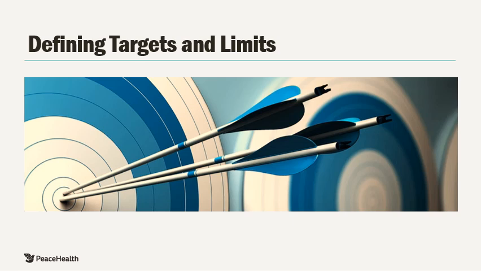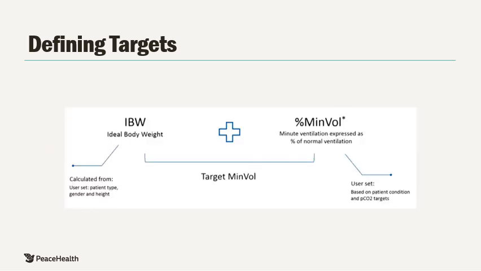Now that we understand the Otis and Mead formulas a bit better, let's look at how ASV determines the target values and value limits for each patient. To review, the user defines ideal body weight by placing the correct gender and height values in the standby screen. ASV then uses that ideal body weight to calculate dead space and generate a basal ventilation requirement expressed as 100% minute volume. The user then controls the target percent minute volume based on patient condition and PCO2 targets.